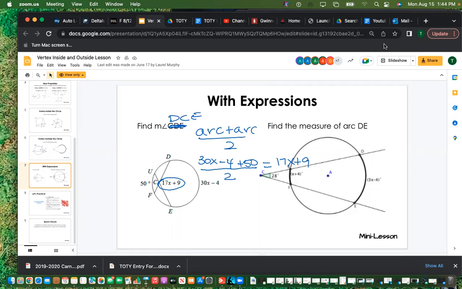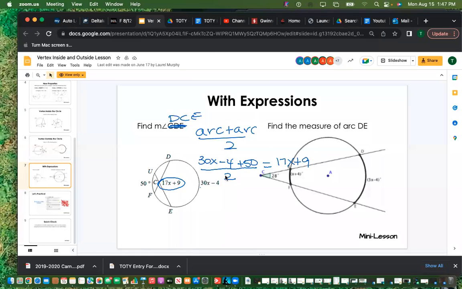Let me give you all a second, and continue. So now we're going to actually solve for x. We're going to combine like terms right here in the top. So that's going to give us 30x plus 46, divided by 2, equals 17x plus 9. We're going to multiply by 2 on both sides in order to get rid of this 2 in the bottom.